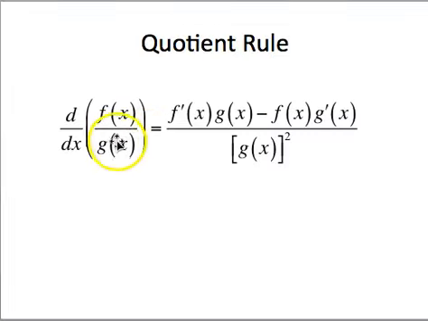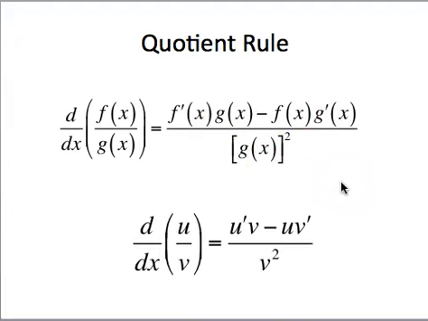The derivative of f of x divided by g of x is f prime of x times g of x minus f of x times g prime of x, divided by g of x squared. It's a little hard to remember. I prefer this version, which looks a lot like the product rule. The derivative of u over v, they are both functions of x, is u prime v minus uv prime over v squared. So this is the model I will use in this discussion.